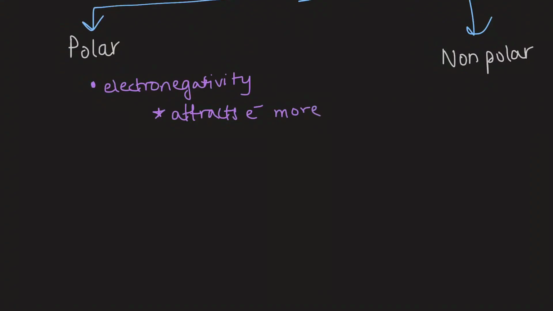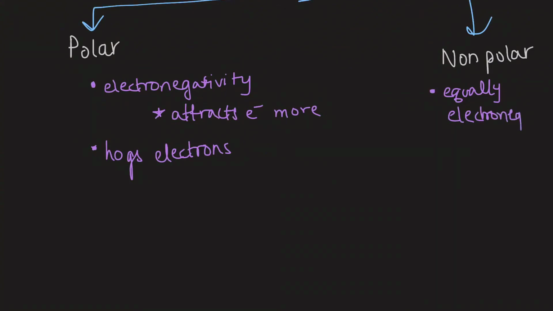So basically what this means is that the electrons spend more time near this more electronegative atom, or basically it hogs all the electrons to itself. And what this does is it gives this more electronegative atom a partial negative charge, because electrons are negatively charged and they're spending more time with this atom, and that creates a polar molecule. Now, in non-polar covalent bonds, both atoms are equally electronegative, meaning the electrons are equally shared between the two atoms.